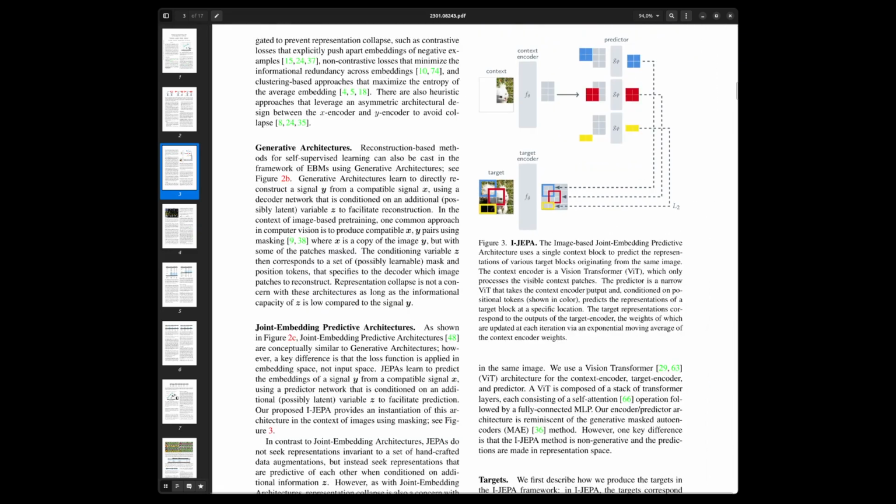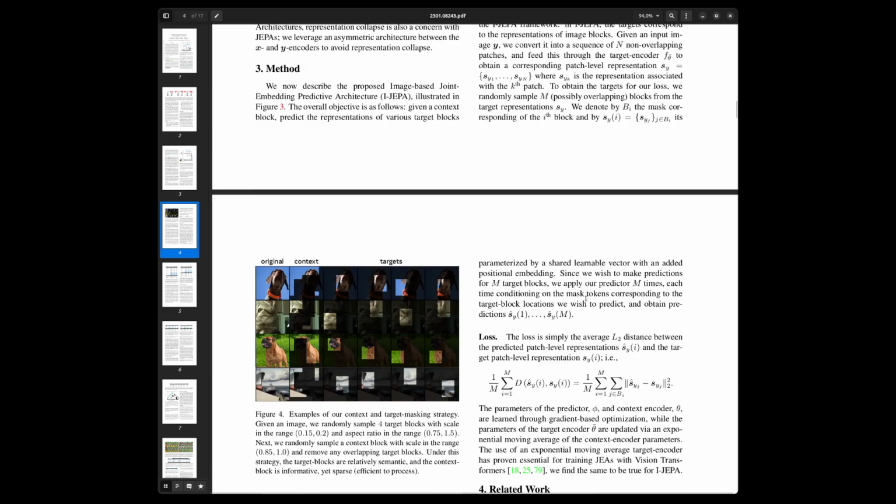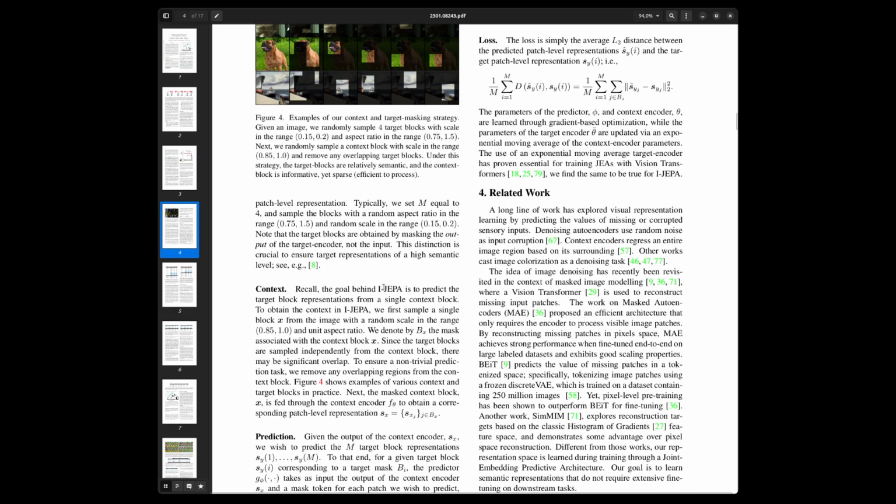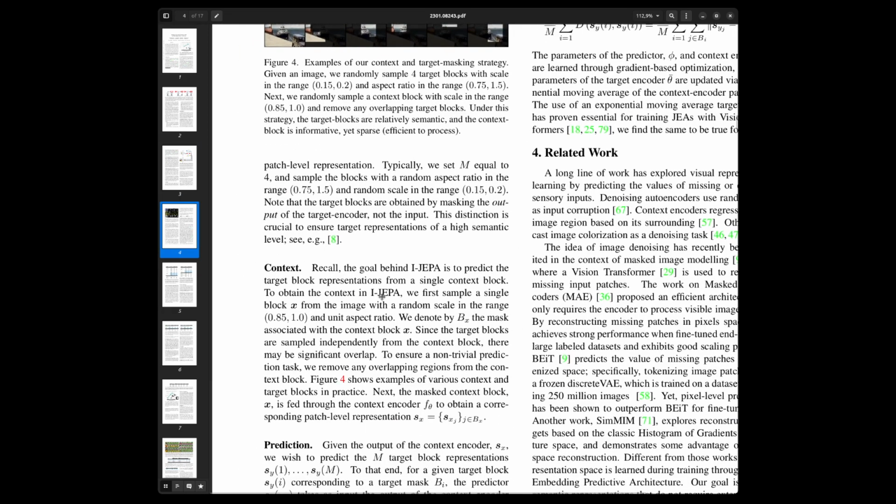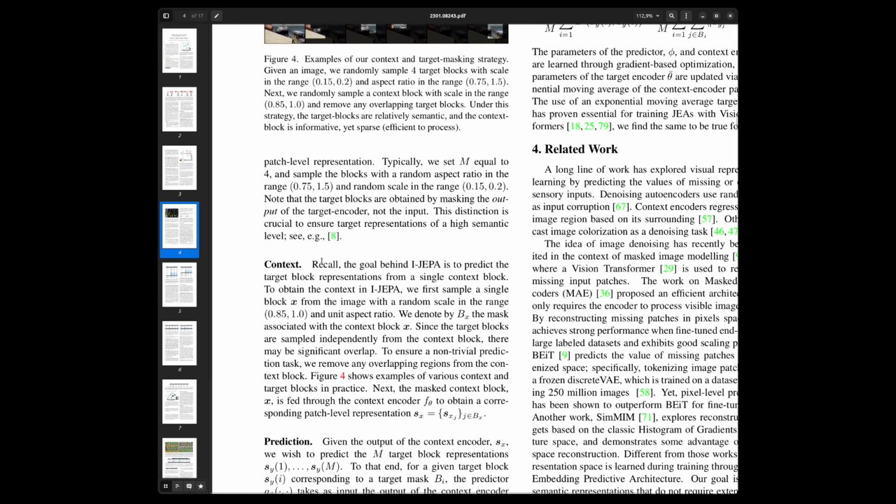This paper is by the Kaiming initialization guy. Is he famous? The MAE one, the masked autoencoder one.